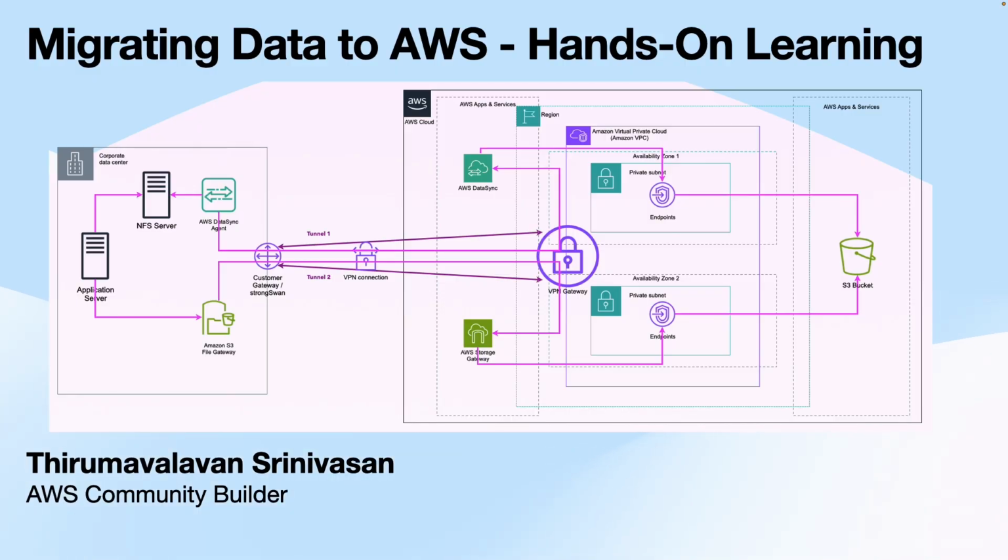In this video, I will show you how to migrate legacy on-premises file system to AWS S3. We will use AWS Data Service to migrate data from on-premises to AWS. And then we will use AWS Storage Gateway service to present the file system back to on-premises.